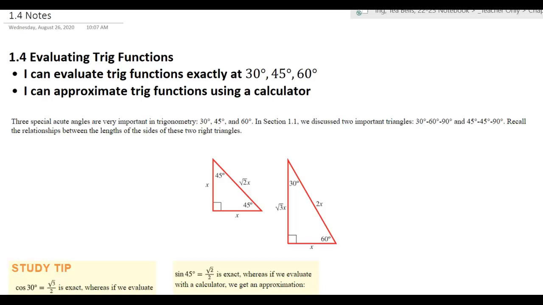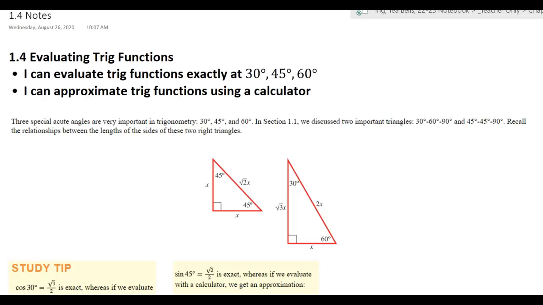Welcome to 1.4, which is actually going to evaluate our trig functions. We're going to use our 30, 45, and 60-degree angles that we know from our special right triangles. We're going to talk about how we actually find these functions. We still have the same ratios that we were talking about in the other video.